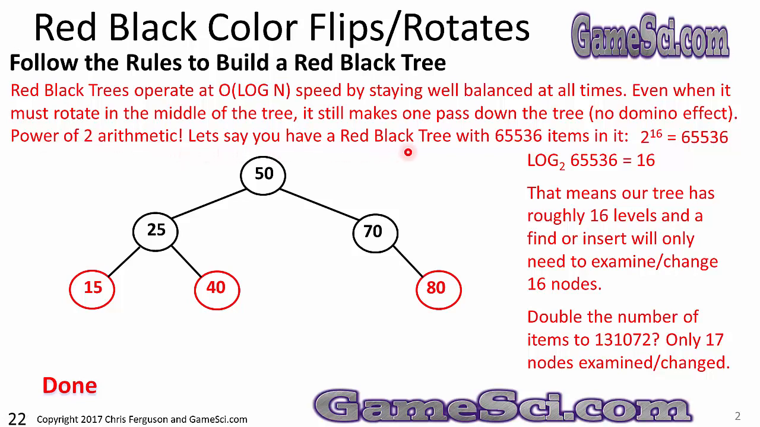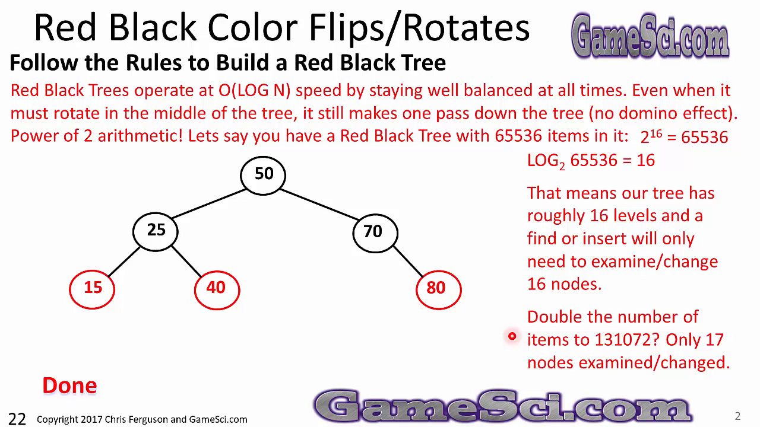Let's say you have a red-black tree with 65,536 items in it. Well, if you know your powers of 2, 2 to the 16 is 65,536. Log base 2 of 65,536 is 16. That means our tree has roughly 16 levels, and in a find or insert, we'll only need to examine or change 16 nodes.